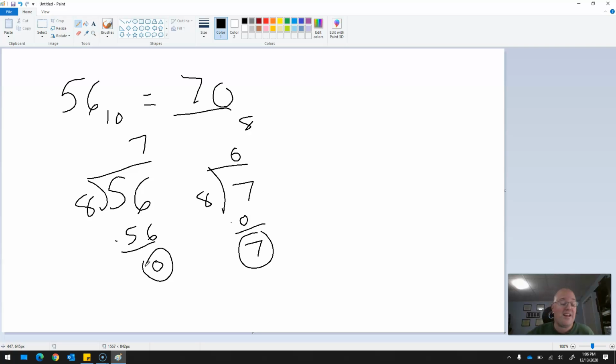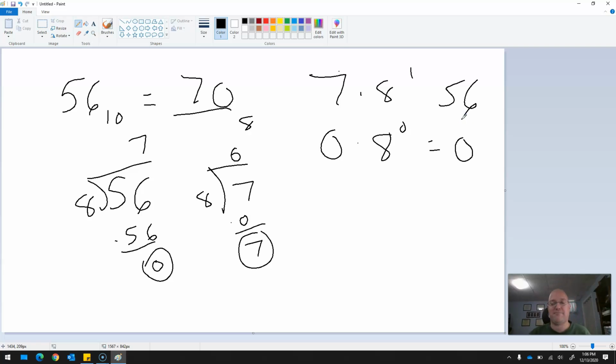Easy peasy. Again, you want to check it? Cool, let's check it. Let's go the other way. 7, 0. Multiply by 8. 0 times anything is 0. 7 times 8, 56. You get 56. Has to work. You should be able to check every single one of your problems. As long as you know your basic division, basic times tables, you'll be good.